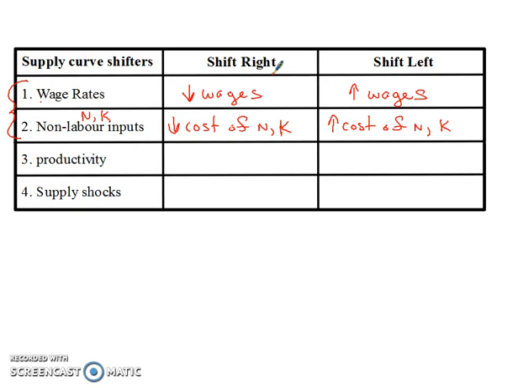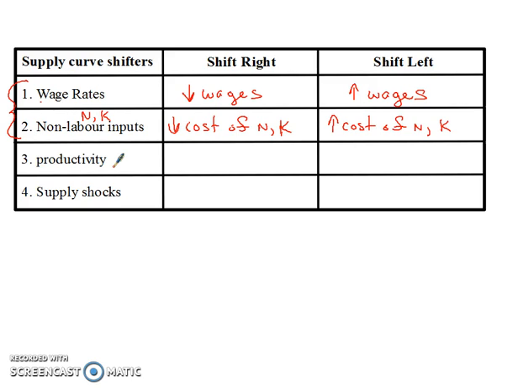All right, number 3, productivity. Productivity, first of all, just a quick definition. Productivity is how fast we turn inputs into outputs. How fast do we turn inputs into outputs? It's the level of production per man hour worked.